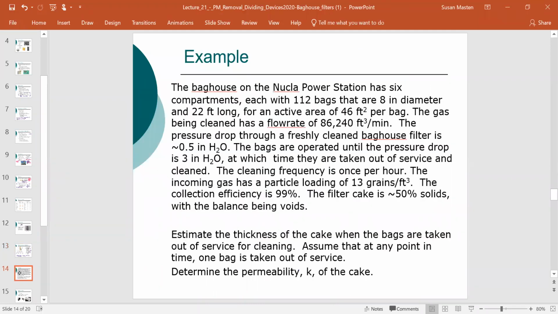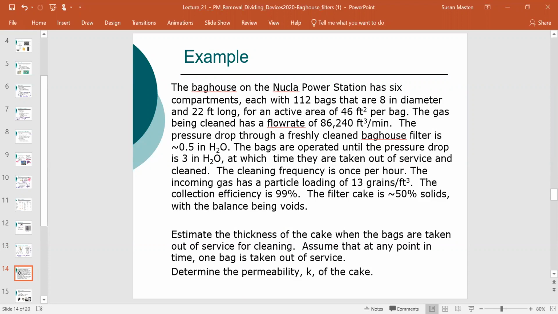So let's look at an example. This is actually for an actual power plant, and it had one of the first baghouse filters that were constructed and operated. It was a coal-fired power plant. And because it was one of the first, there was extensive testing done on this unit.